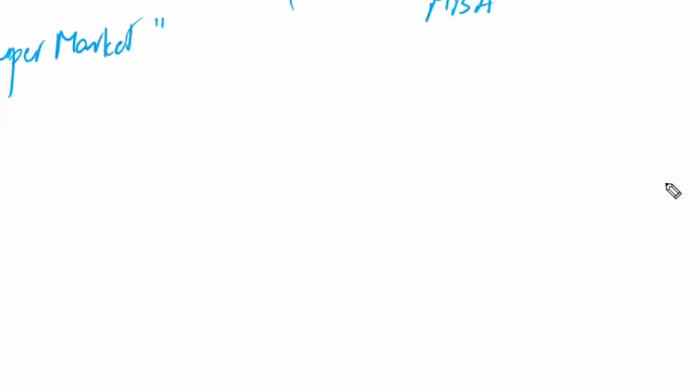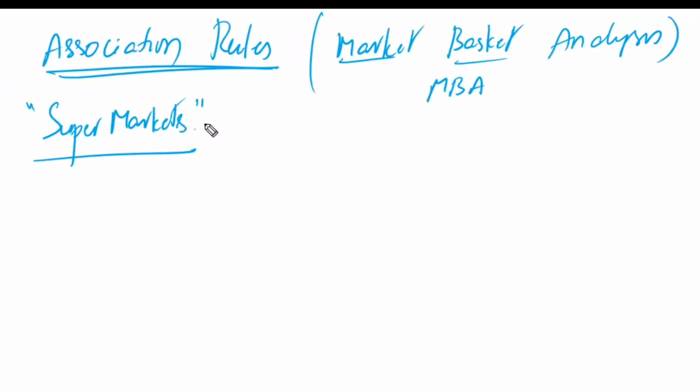So, supermarkets. Now, what is this association rule? Association means a combination of two or more products combined together.